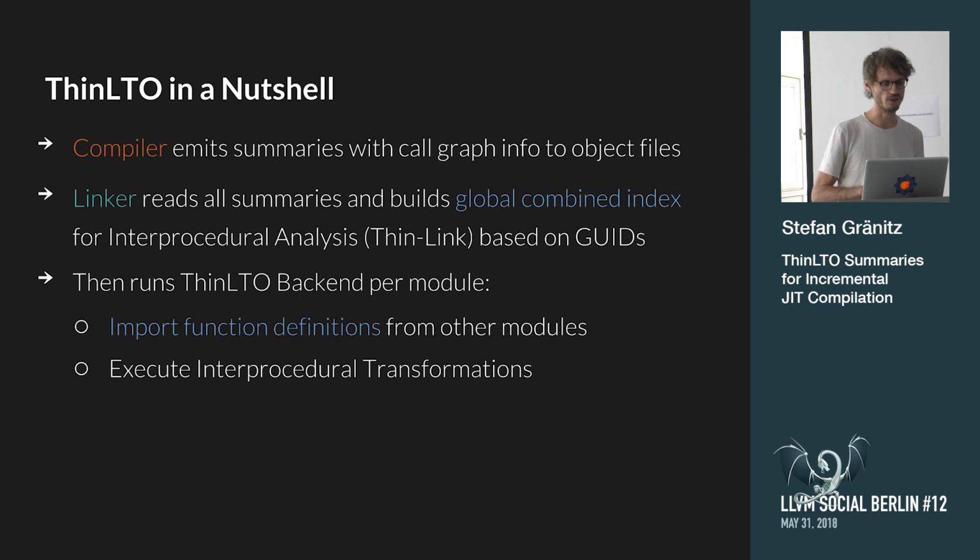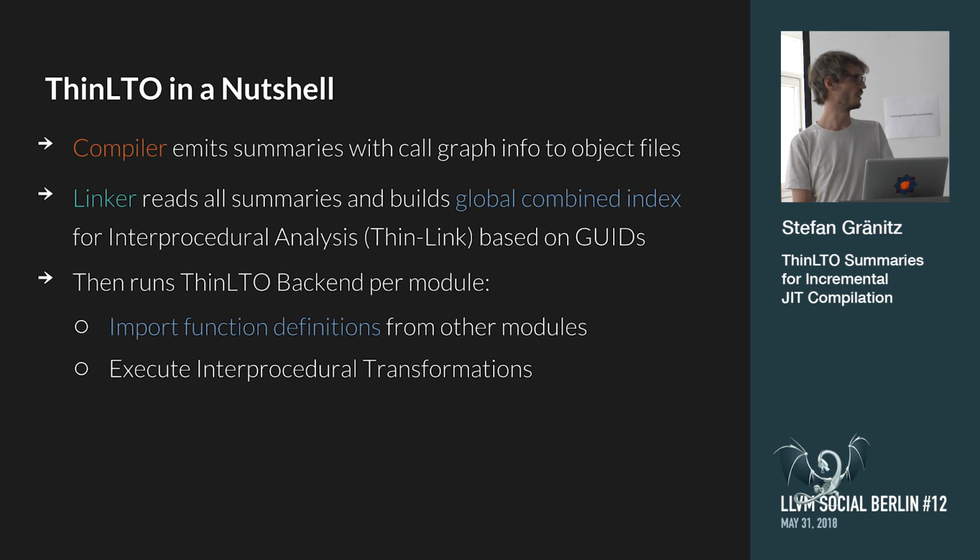The linker can then read all those summaries and combine the summaries of all translation units into one global combined index and do some analysis on that. It's typically called interprocedural analysis. In ThinLTO, this stage is called thinlink. The thinlink itself happens sequentially and cannot be parallelized, but what happens afterwards can be parallelized on a per module basis. So each translation unit can be compiled or optimized individually, independent from each other.